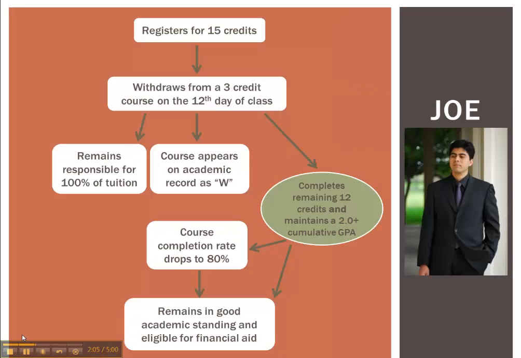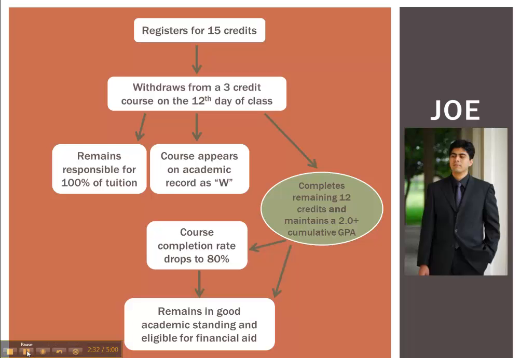He decides to register for 15 credits at the beginning of the semester. But 12 days into the semester, he decides 15 credits is too much to handle, so he logs into e-services and withdraws from his 3-credit accounting course. Because Joe withdraws from the course, he remains financially responsible to cover the tuition for 100% of this course. Further, this course will remain on his academic record and transcripts as a W.